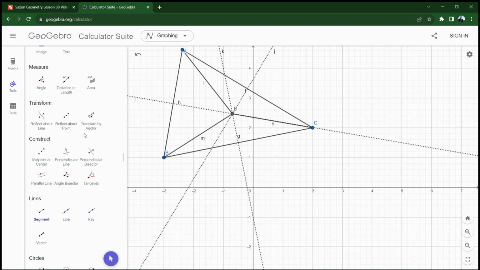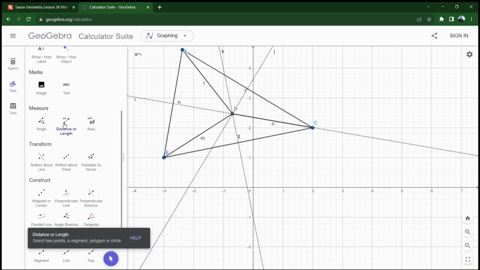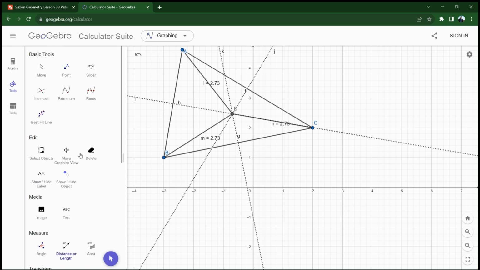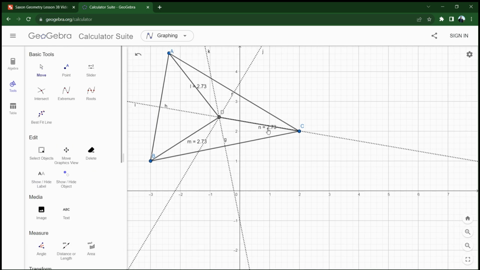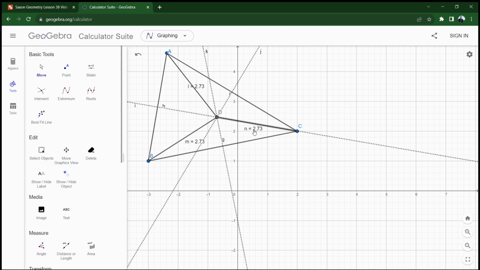There we go. And then I'm going to go up to distance or length, and we're going to see if we can measure the length of these 3 segments. And we should see that the circumcenter makes it so that all 3 of our segments connecting the circumcenter to the vertices are the exact same length, and that's what we see.